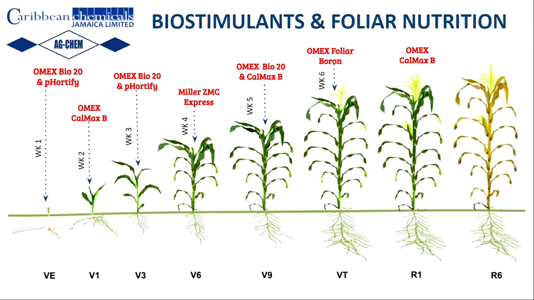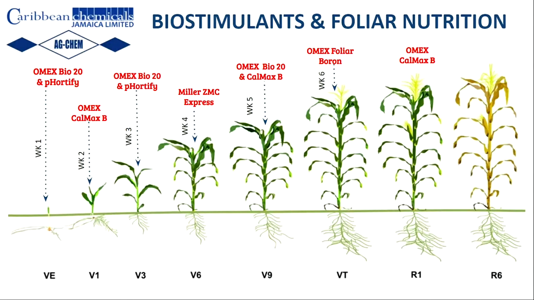And then you transition into your Miller ZMC Express. And zinc is a very important part of your corn development. So you don't want the plant to start to show zinc deficiency, which is a bit late. So what you want to do is to apply that Miller ZMC Express. And as suggested, within 15 minutes of applying, the ZMC Express will start to work in that corn.